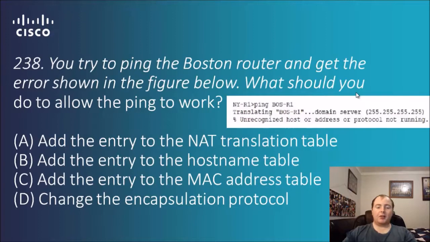238. You're trying to ping the Boston router and get to the area shown in the figure below. What should you do to allow the ping to work? So we've got ping Boston router 1 and domain server, unrecognized host or address or protocol not running. So what we're going to do here: add the entry to the NAT translation table, add the entry to the hostname table, add the entry to the MAC address table, or change the encapsulation protocol.